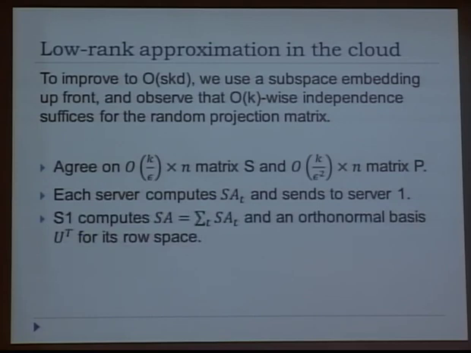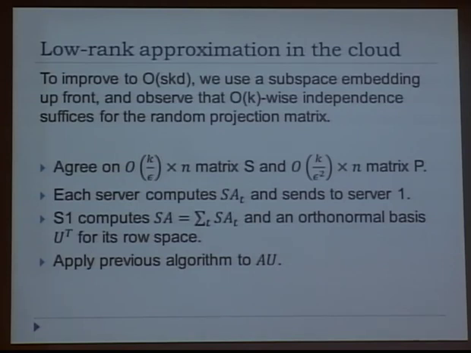And you add it up. And now for this matrix SA, we'll compute an orthonormal basis of its rows, and send that over to everybody. Now remember, this SA is only K over epsilon by D. So the orthonormal basis will have only K over epsilon vectors. So now we project A to this basis. So A, instead of N by D, becomes N by K over epsilon, and then we apply the previous algorithm.